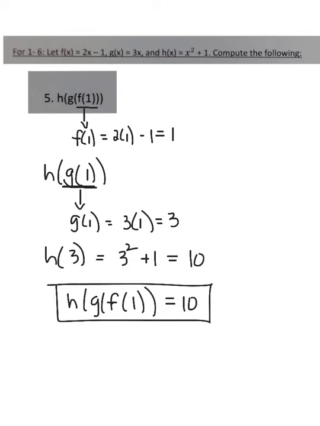And that is your answer. Please, again, make sure you're taking notes in your packets.